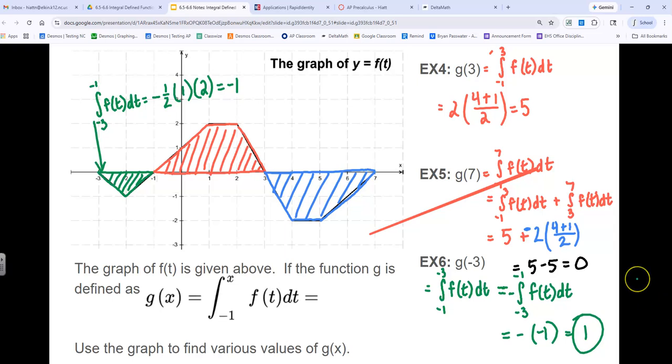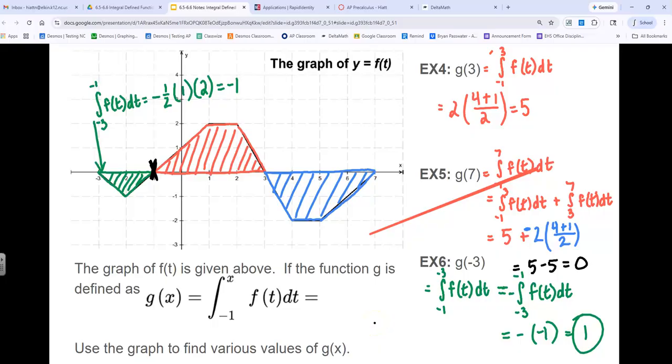Another way to think of it is like this right here. X equals -1 is sort of like your starting point that you know. So if you're going forward, anything above is positive, anything below is negative. But if you go backwards, that switches, right? So if you're going from -1 backwards to -3, anything below the x-axis becomes positive, anything above becomes negative for that.